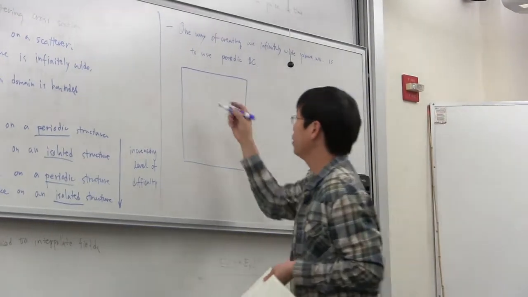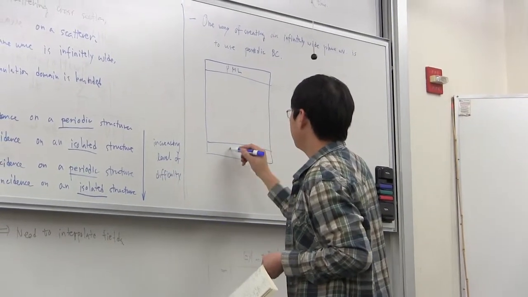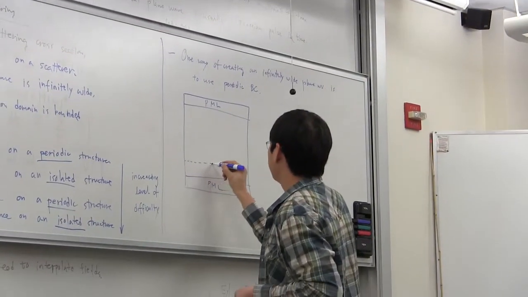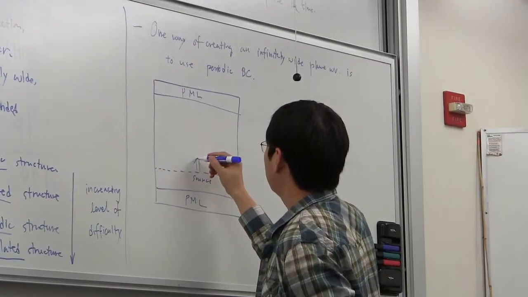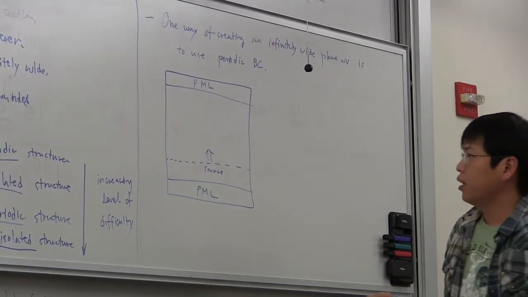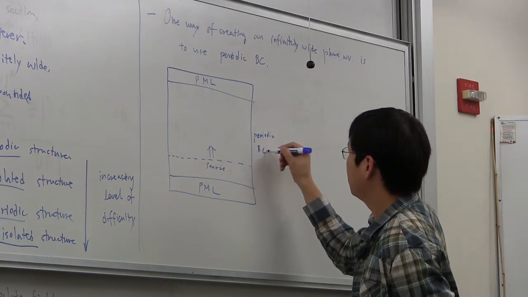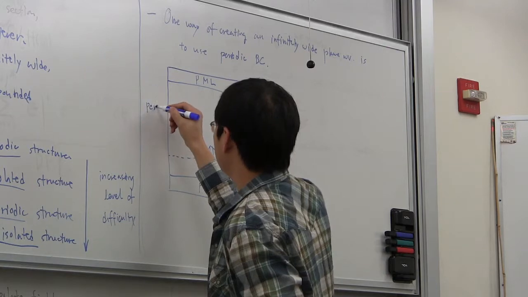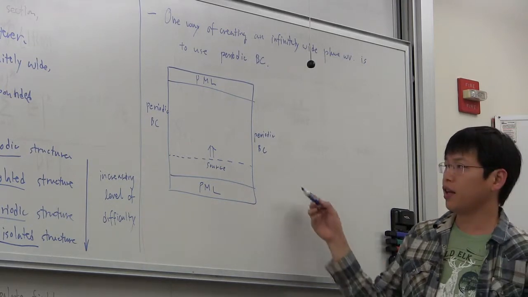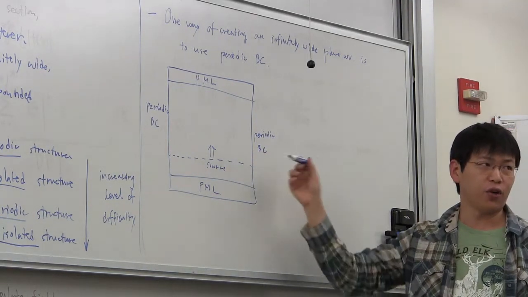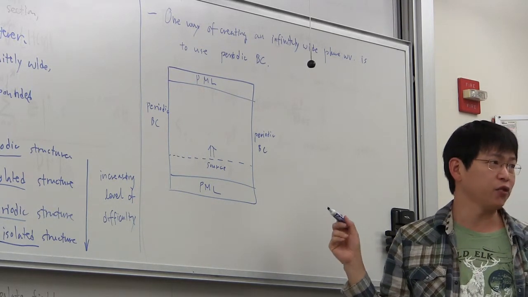Simulation domain, and you have PML here, and PML here, and you have a source. And if you use a periodic boundary condition on the left and right, then this source repeats forever in abstraction. So this is actually indeed a true infinitely wide plane wave.